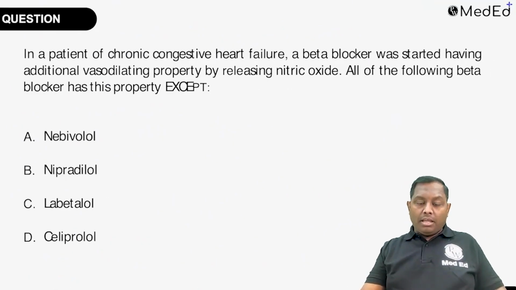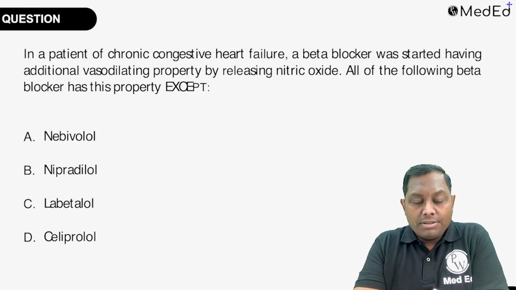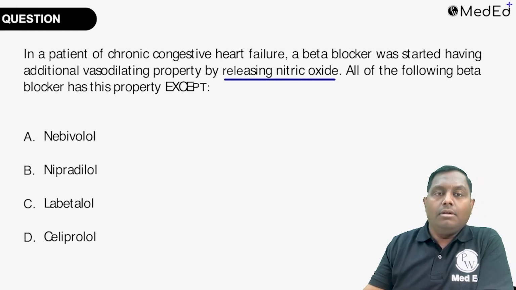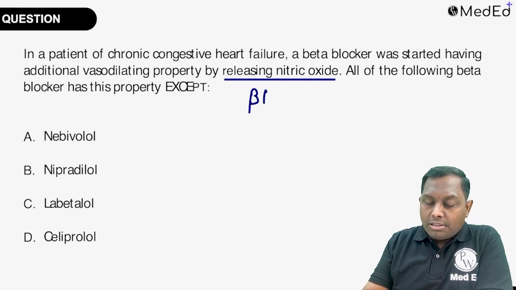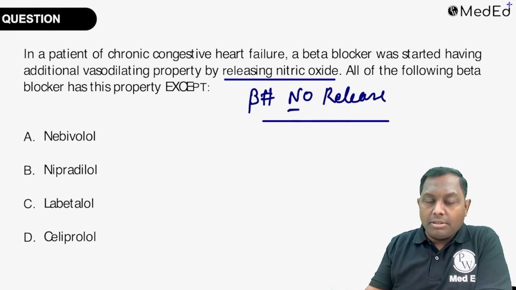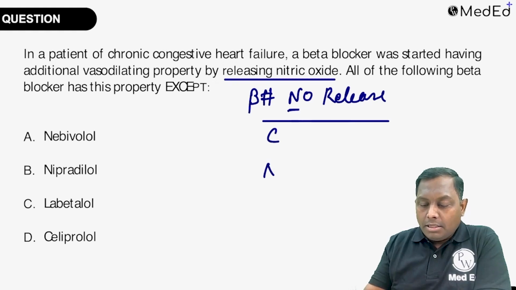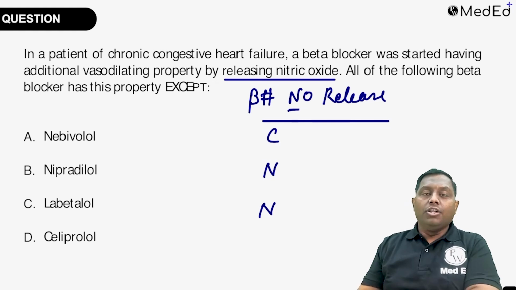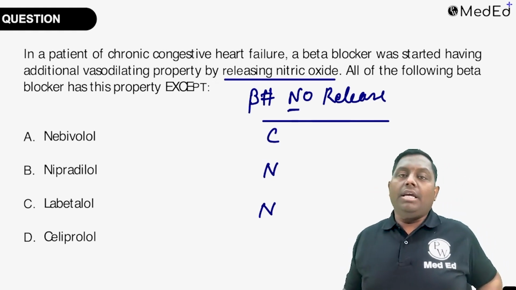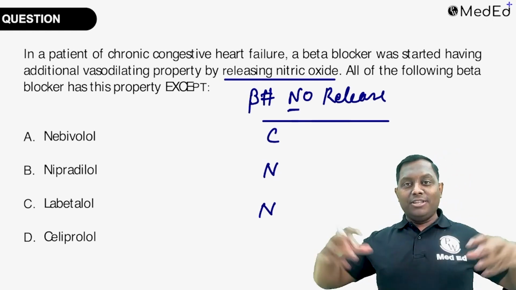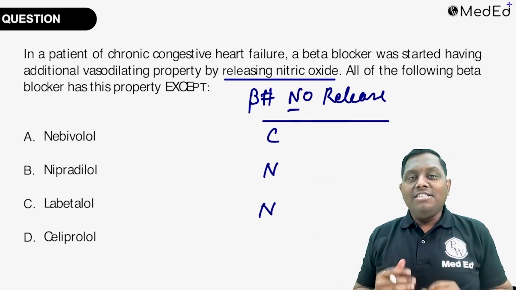Let's see the next one. In a patient with chronic congestive heart failure, a beta blocker was started having an additional vasodilating property by releasing nitric oxide. So a third generation beta blocker that is causing nitric oxide release. A simple way to remember: nitric oxide starts with N. Remember there is a news channel by the name of CNN, nitric oxide, CNN nitric oxide. Nitric oxide is mainly causing vasodilatation. So CNN is a news channel that also dilates all the news, right?